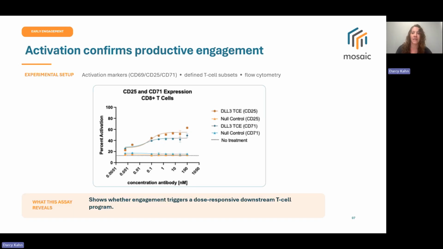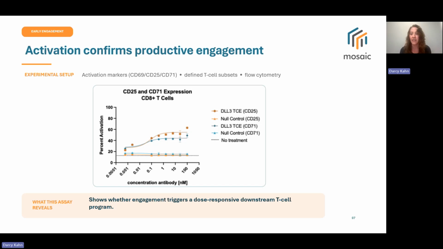All right, so next up is activation. So if cytotoxicity tells you the endpoint, then activation will tell you what's happening upstream of that endpoint, right at the point of synapse formation. So we look at activation markers. These can be CD69, CD25, CD71, whatever makes the most sense for your goals. And we look at this again by flow cytometry on a defined T cell subset after TCE-driven co-culture.